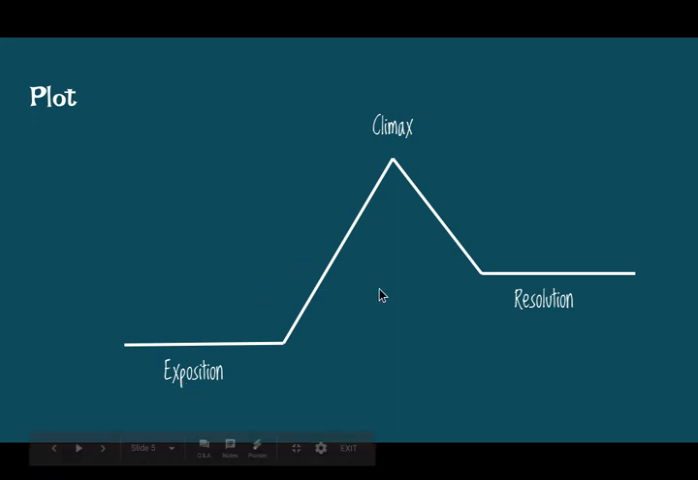The climax, which is right here on our plot diagram, the climax occurs when the main characters address the conflict directly. The climax is usually the most exciting part of a story. For example, a character might decide to try to solve a problem by having an argument. The argument itself then becomes the climax because it's the most exciting point.